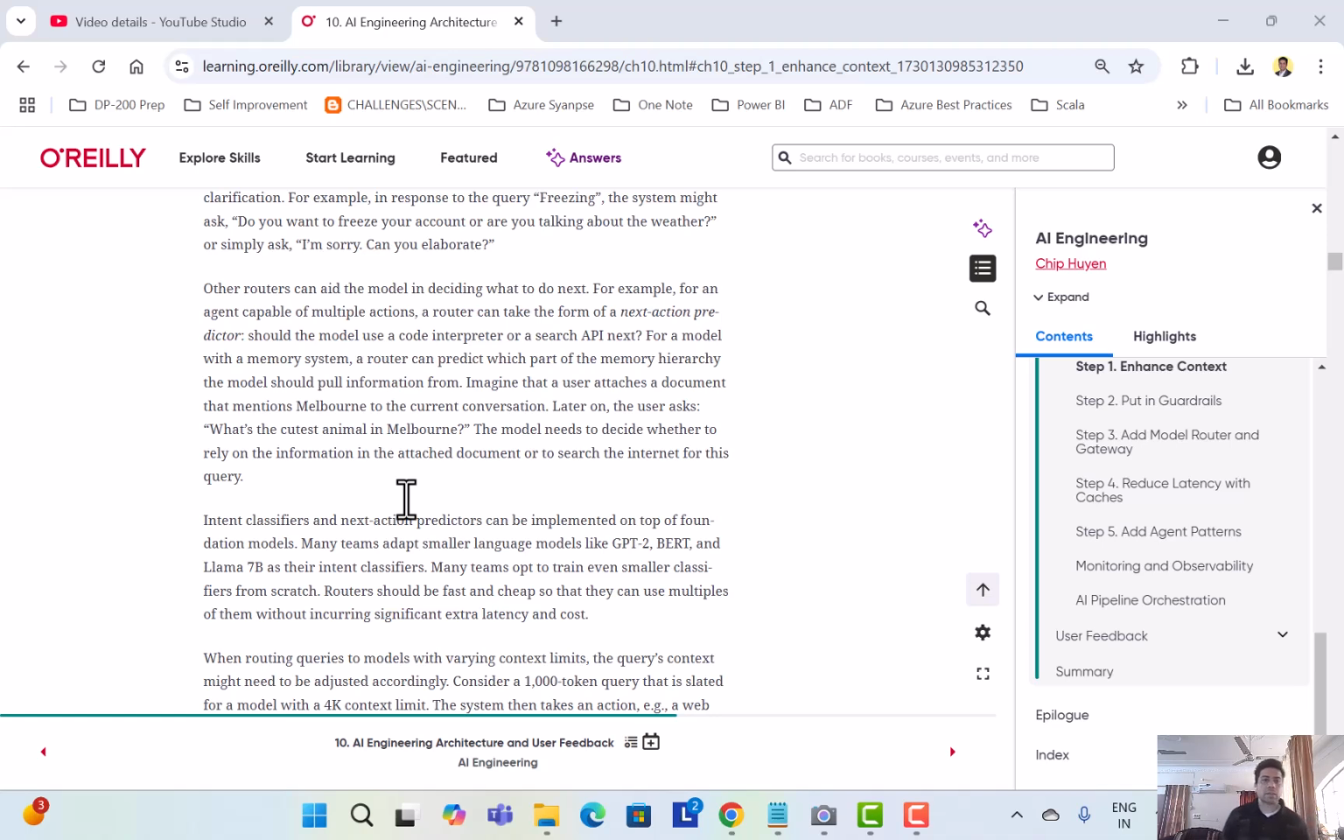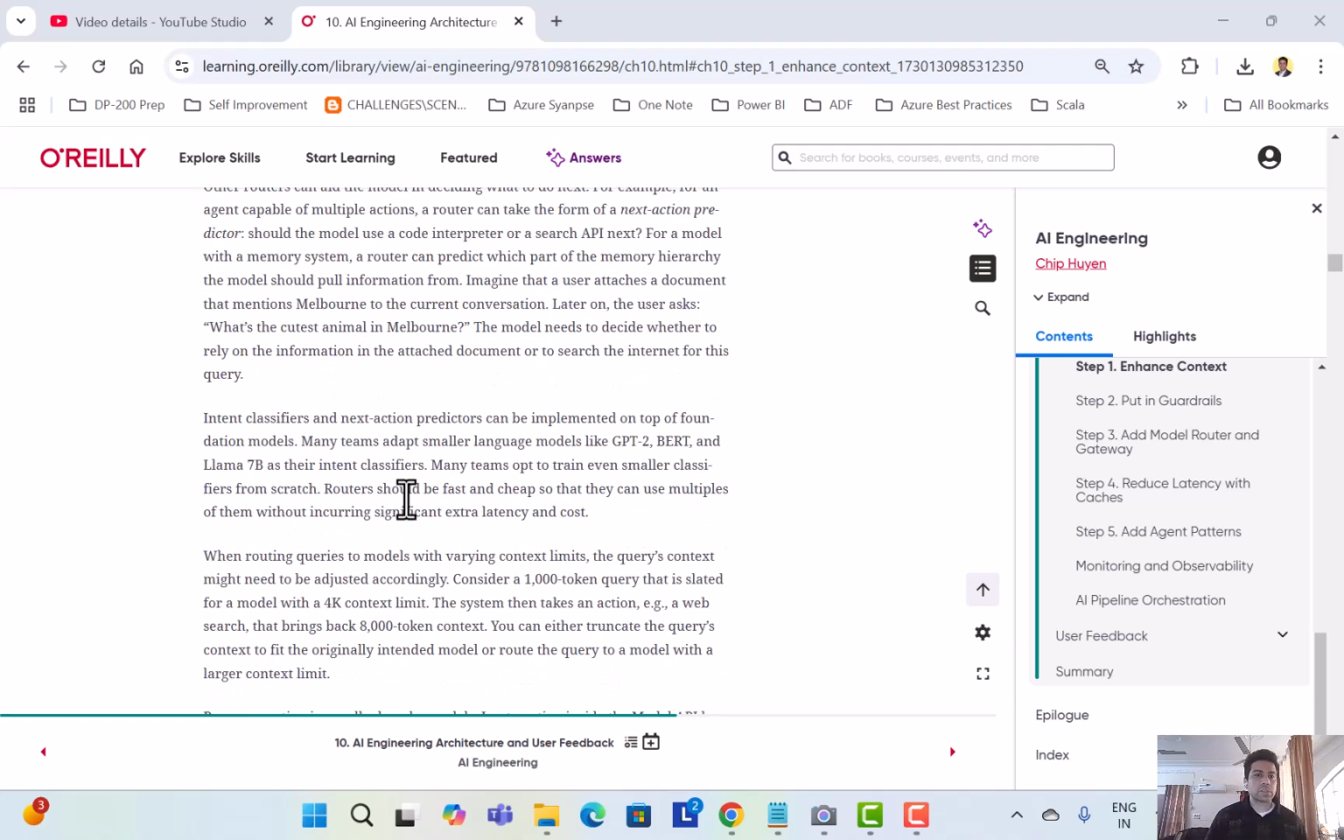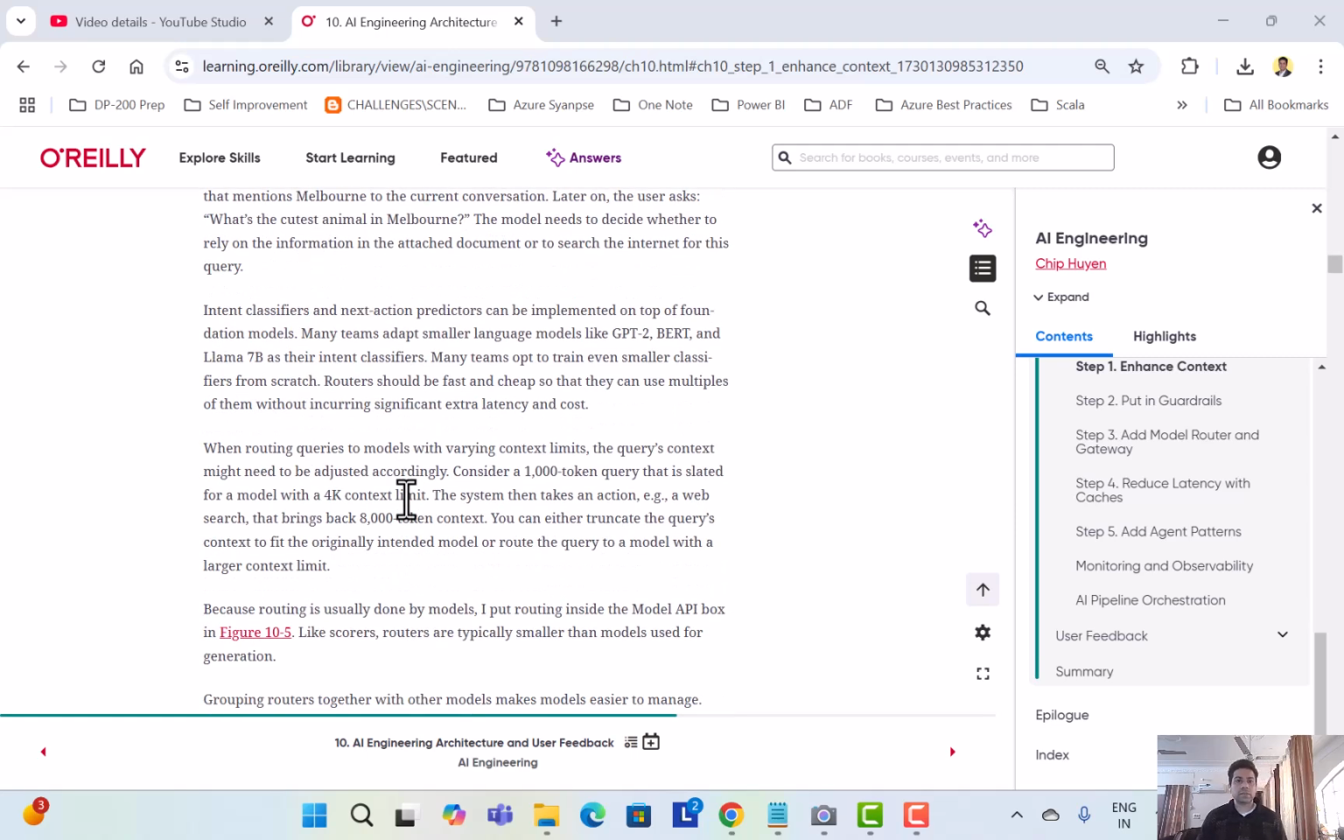And then the author has given the example of the memory system, especially if you have a document that has certain information, and if you ask a question on top of it, then the router might help decide whether that question should be answered from the document itself, which has been attached, or it has to go to the internet to get that information, which is also good. Intent classifiers and next action predictors can be implemented on top of foundational models.